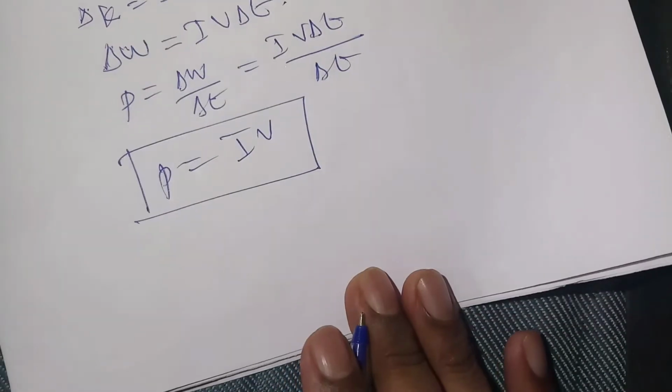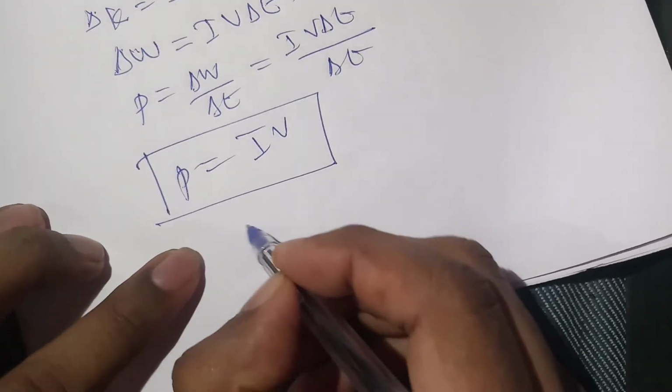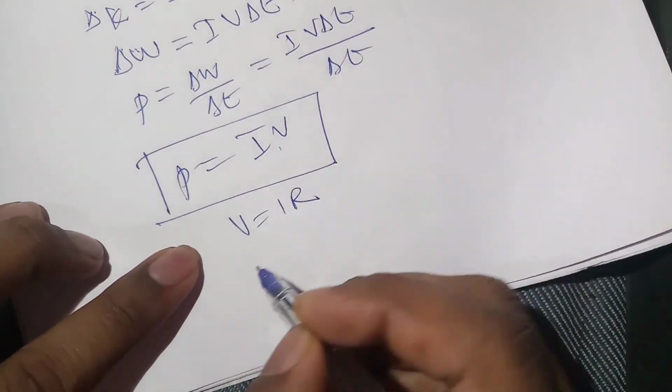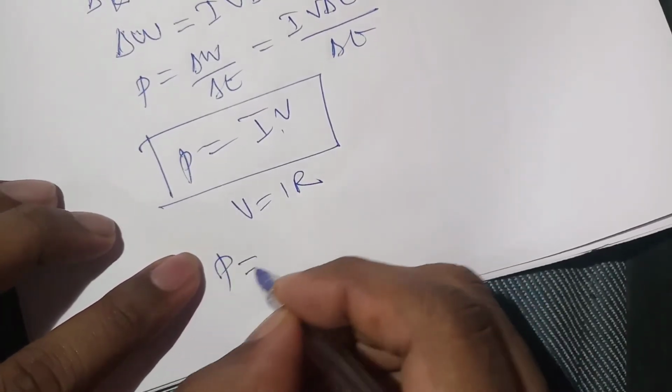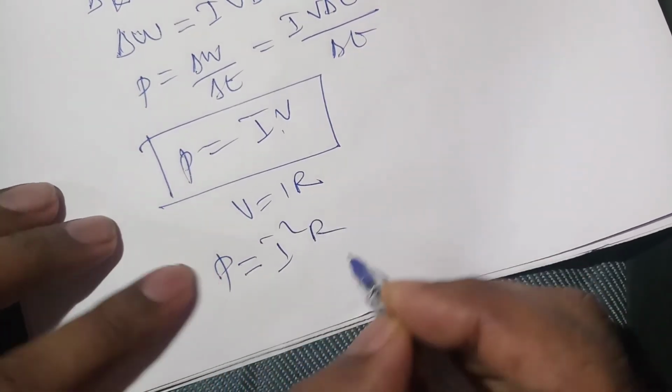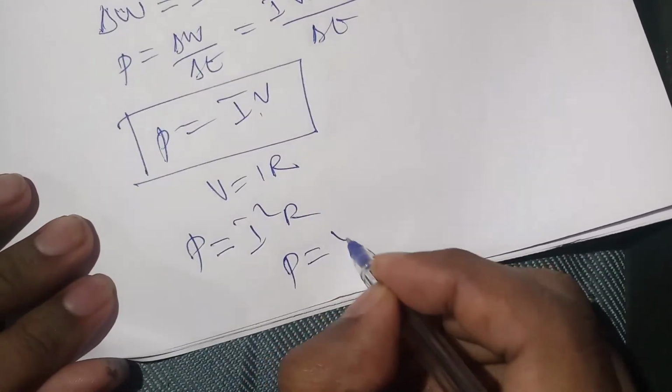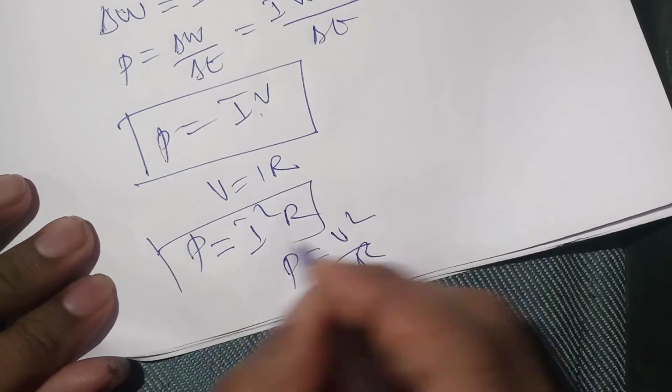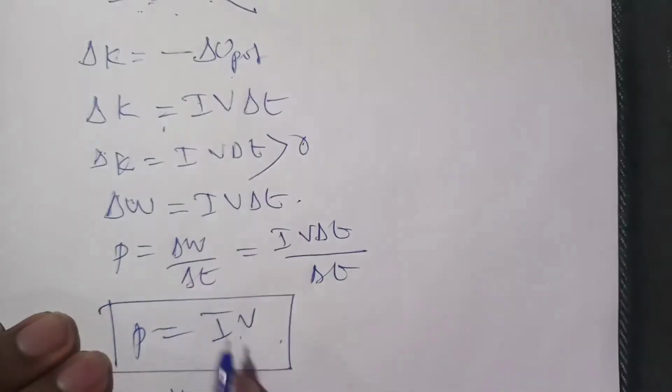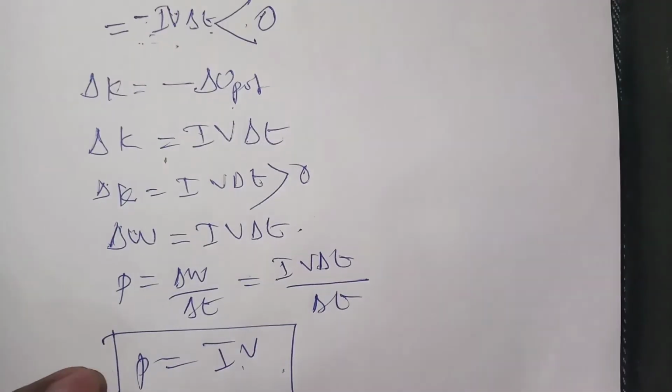Now the same thing you studied in 10th standard using Ohm's law, V is equal to IR. If you substitute here, you will get other equations also for power. P is equal to I square R, or P is equal to V square by R. These things you studied in 10th standard, but the derivation part you have not studied.